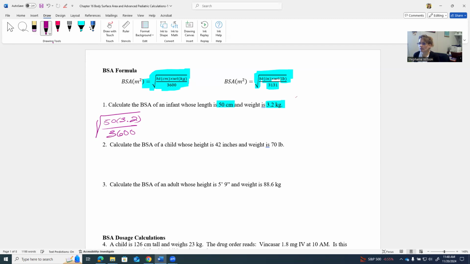Now, if I wanted to convert them to inches and to pounds and solve for this as well, that's fine. But if you do both formulas for this, that means you've got to do some conversion first. The answer for both of them should be almost exactly the same. So that's another way to check your work too. But be consistent about what you use.